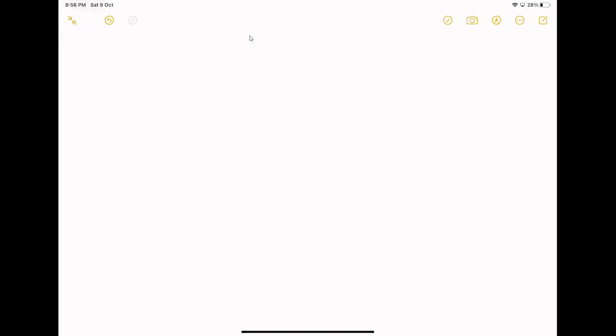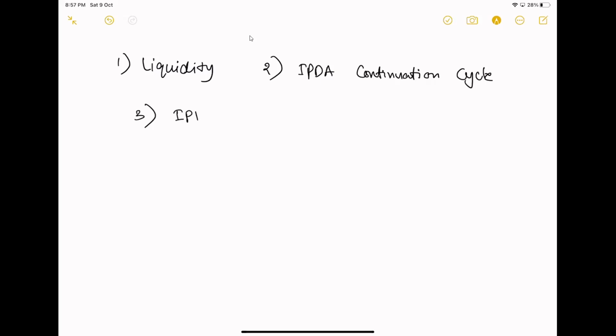So now, let's dig deeper into the very basics. There are four parts to this bootcamp. One is today's, which is going to be speaking about liquidity. Not many chart examples today. Then we have the continuation cycle, and then we have the IPDA reversal cycle.